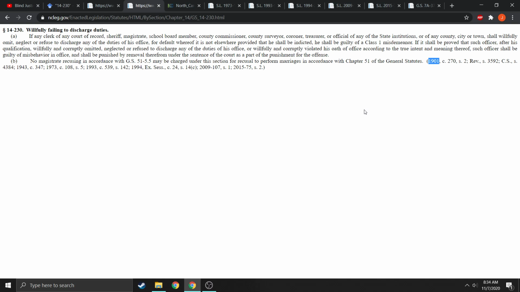So when this was made into a law, when 14-230 became a law, it had to be interpreted in such a way as to not be in conflict with Article 4, Section 4, and Article 4, Section 17. It had to be interpreted in such a way that it didn't conflict with those, which means it had to be interpreted as not applying to judges.